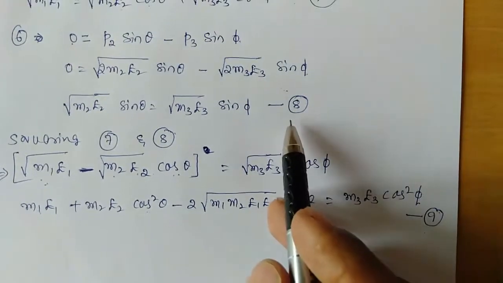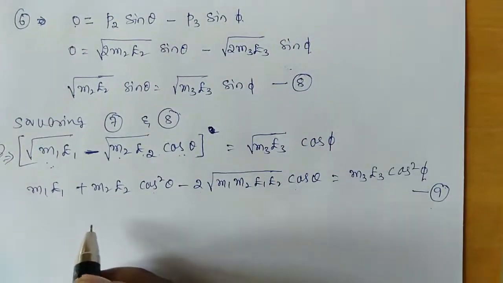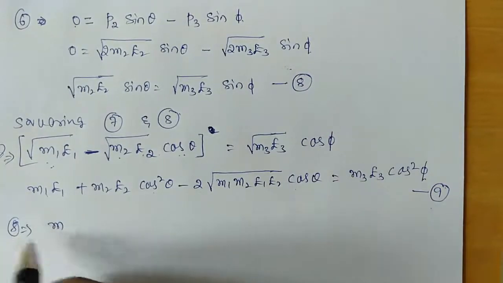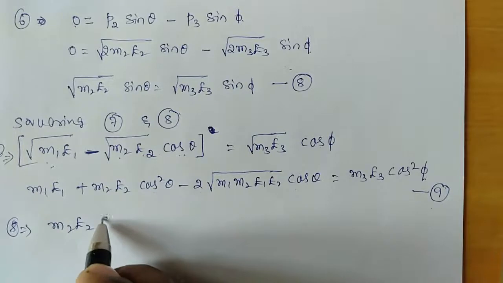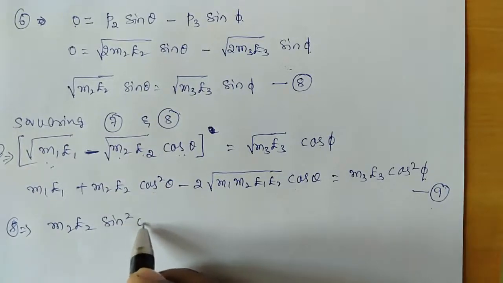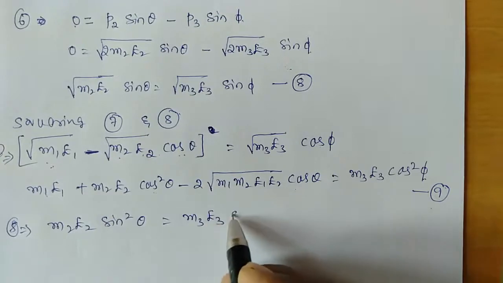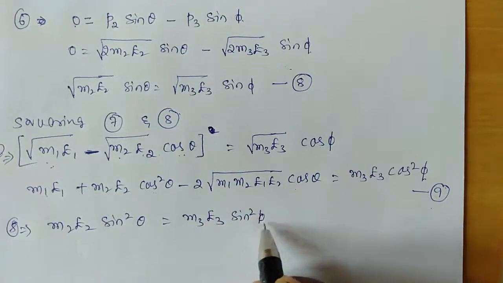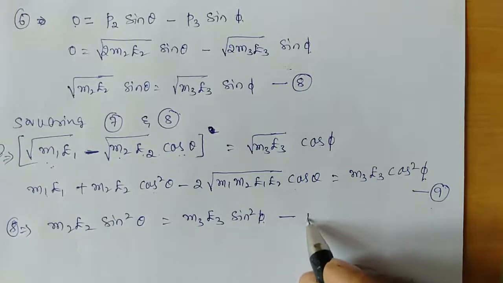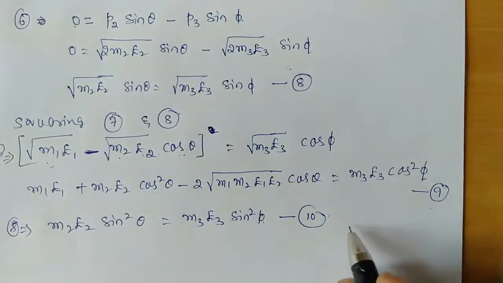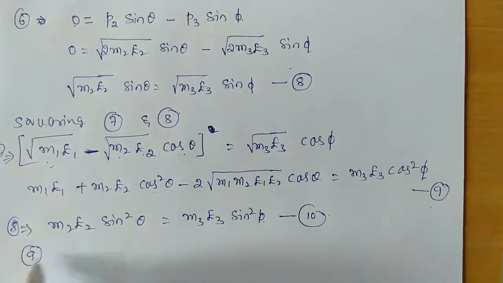So we have equation number 8. Squaring equation number 8, we get m2 E2 sin square theta equal to m3 E3 sin square phi. I'll take this as equation number 10. Now add equation number 9 and equation number 10.